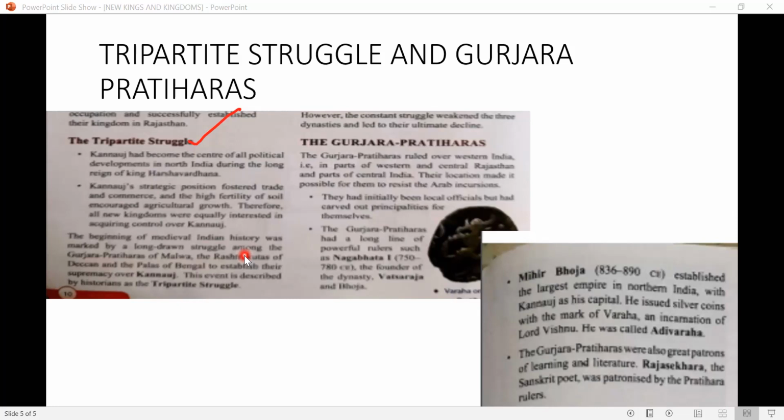And if we discuss that, therefore, all new kingdoms were equally interested in acquiring control over Kannauj. As I told you, the reason why they were equally interested over there is because there are rivers. Now, if rivers would not be there, in the Hindi Nadi chapter, as we discussed, we discussed one line.